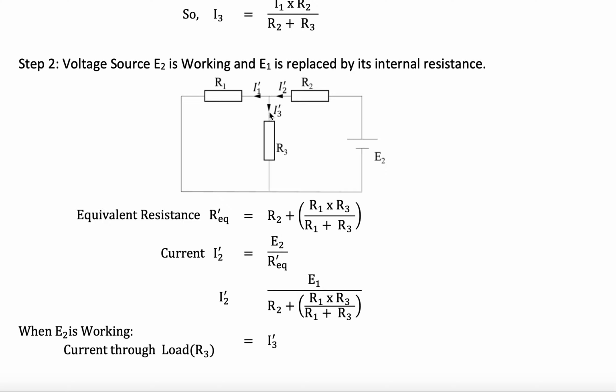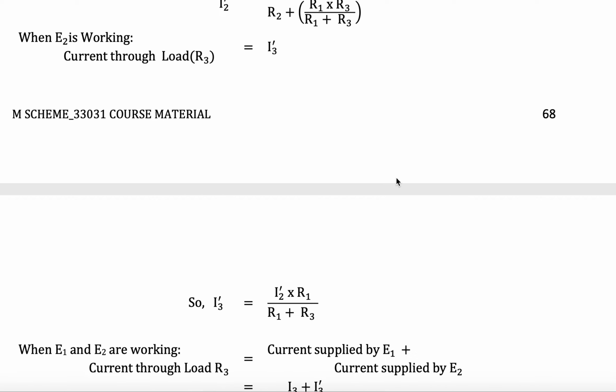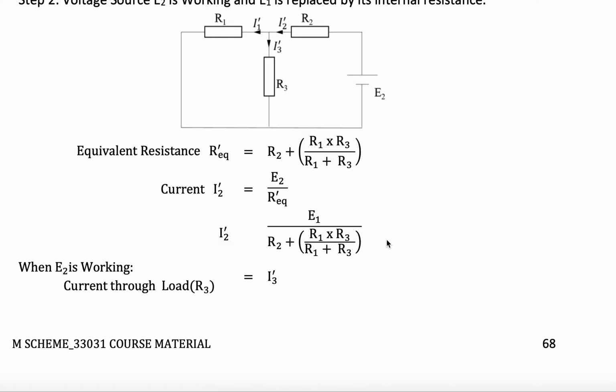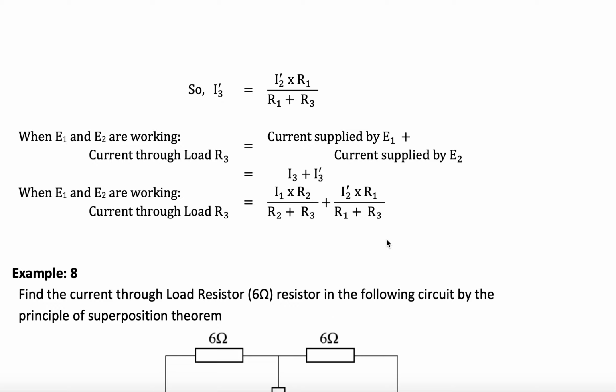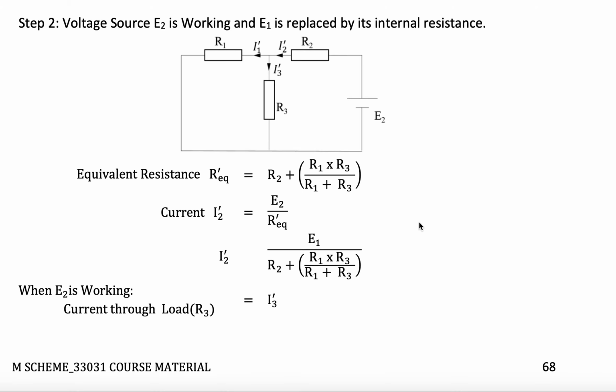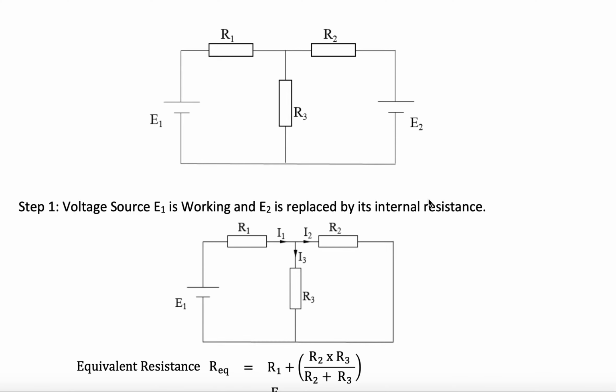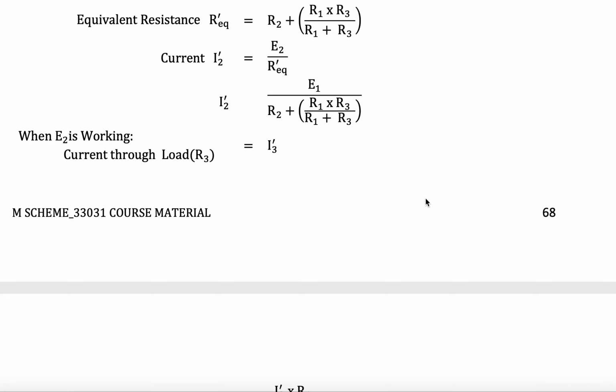Right. So you got I3 dash, now you have I3. See the current direction, both are downward, right? So just add them, I3 plus I3 dash. That is the current when both the sources are acting at a time, when both the sources are active.